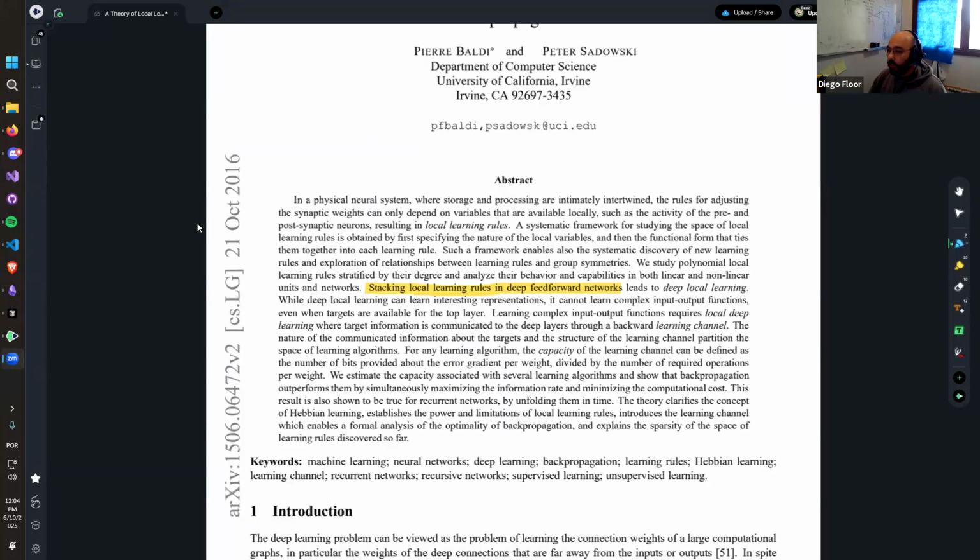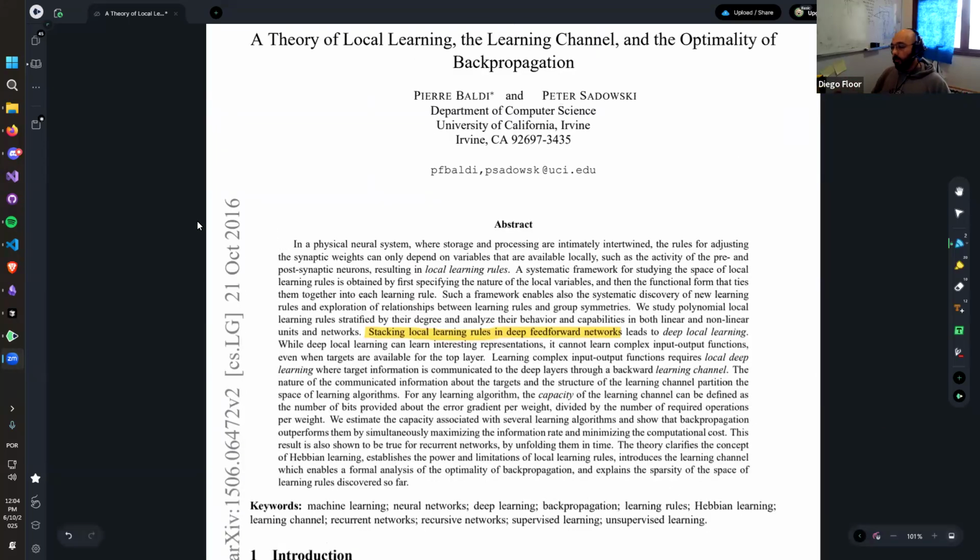Okay, so the basic idea is, say you have a neural network or something similar, and you have learning rules that are local and non-local. The whole idea is to investigate whether local learning rules can be as efficient as backpropagation, for example.